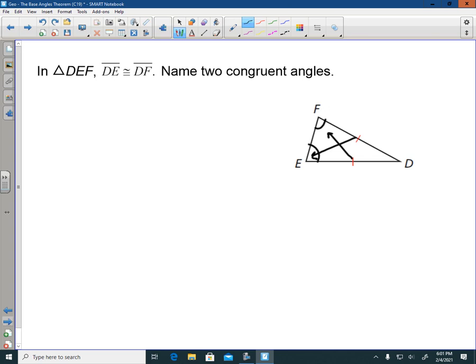And we can say angle EFD is congruent to angle FED. And there you go. Now you could also call these angle F and angle E. Okay? So that's what the theorem does for us. We know something about sides, we instantly know something about angles.